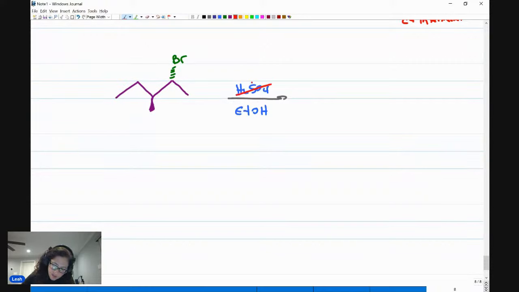I see that I'm dealing with H2SO4. I know that that is an H plus acid catalyst in solution, and that means I'm not going the SN2 route. You're not going to have a strong attacker with an acid catalyst. That is your clue that you're going the SN1 route rather than SN2. SN1 means carbocation, and this is where I want you to pay attention.